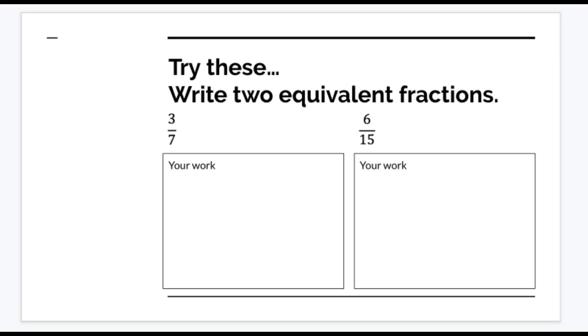All right, so now looking at this slide here, it says write two equivalent fractions to these two. Pause the video for practice purposes and go ahead and write down what you think those equivalent fractions will be. All right, I'm assuming you paused it. So if you multiply by 2/2, you would have gotten 6/14. And if you multiply by 3/3, you would have gotten 9/21. The second one, 2/2, would have given you 12/30. 3/3 would have given you 18/45 for that one. Let's keep it moving.